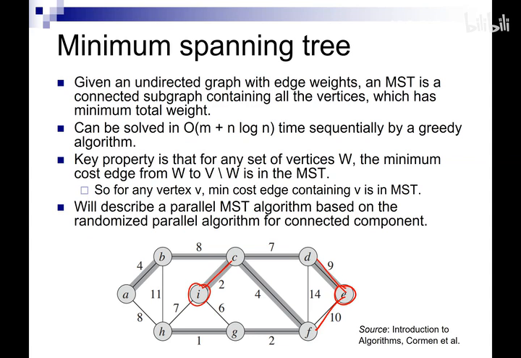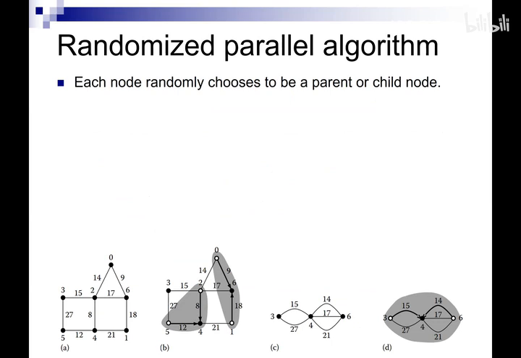Okay, so then we're going to use this idea to create a parallel MST algorithm, and it's going to work similarly to the previous randomized parallel algorithm for connected components. So we start with this weighted graph over here. And just like the connected component randomized algorithm, we're first of all going to have each node randomly choose to be a parent or child node. These white nodes here are the child nodes, and the parent nodes are the black nodes.